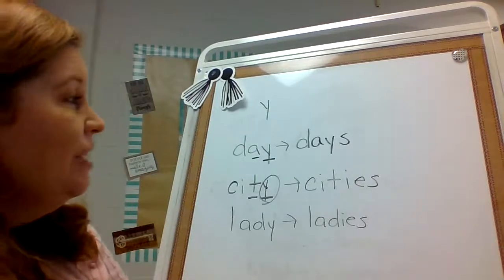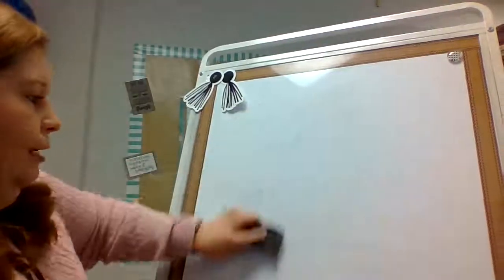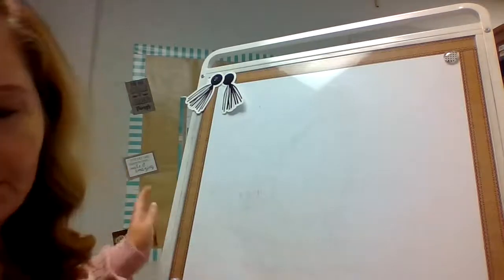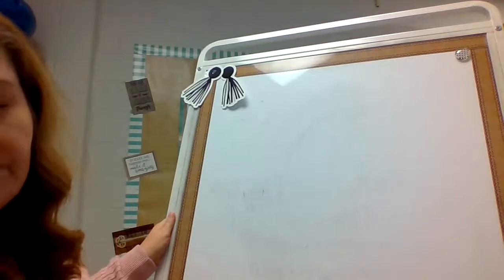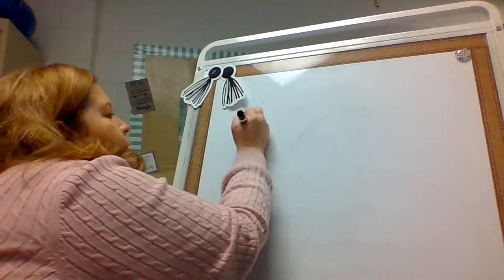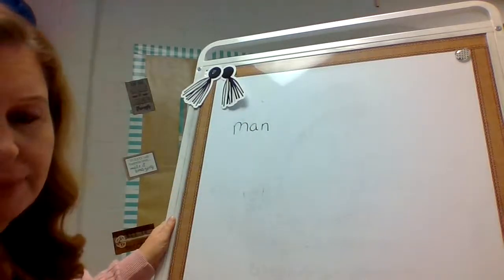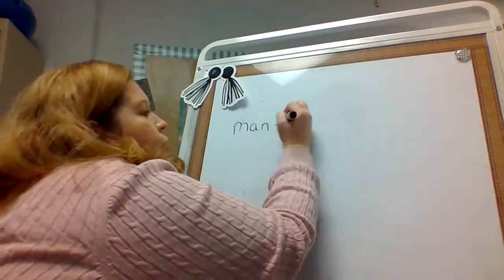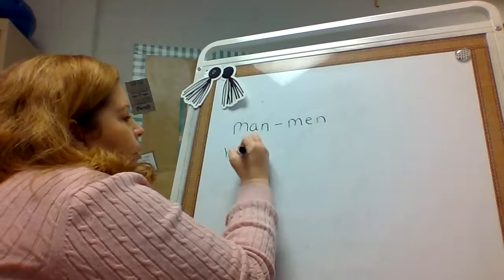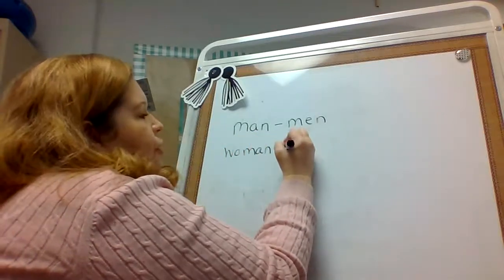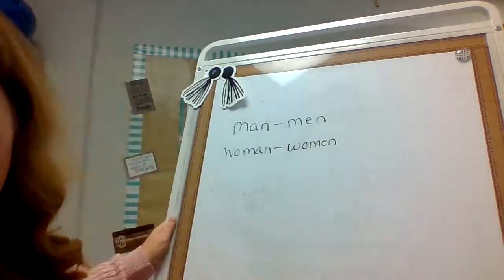Now, these are all called regular plural nouns. In some cases, you have irregular plural nouns. These are special words, okay? Some of them change altogether, okay? Like if I have the word man and I want to make it plural, I don't say mans. That word changes to men. If I have woman, I'm going to change it to women. Okay. The word changes altogether.